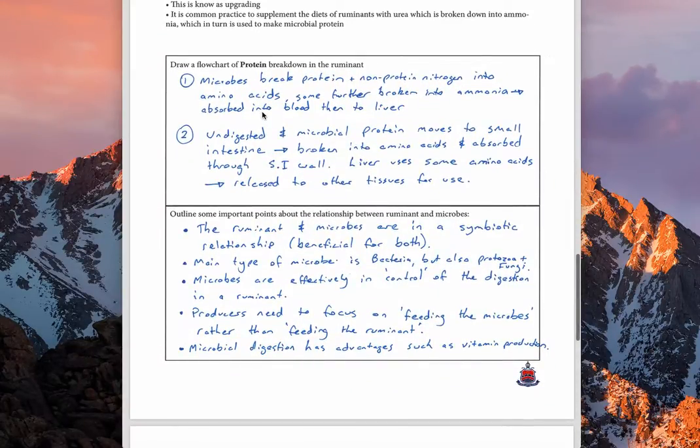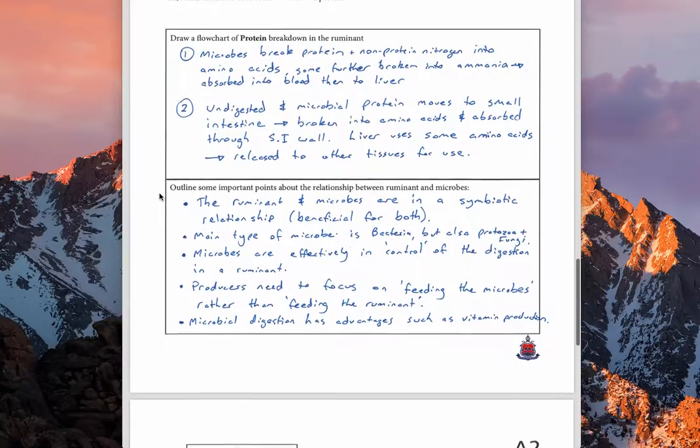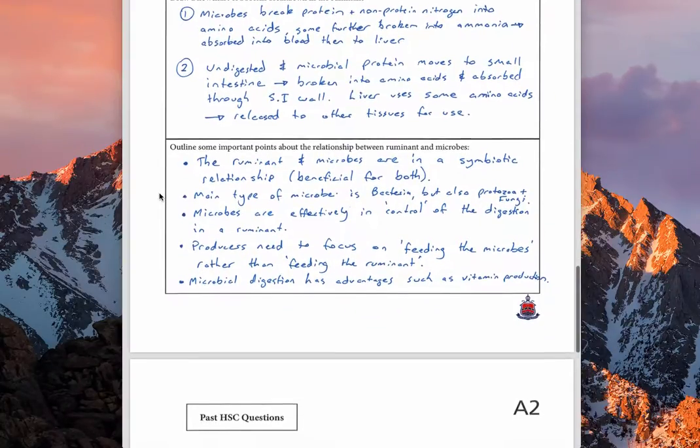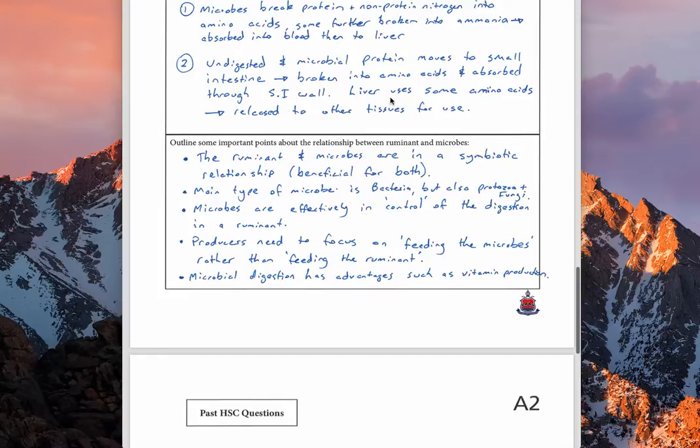Okay, so to put that into a flowchart: microbes break protein and non-protein nitrogen into amino acids. Some are further broken into ammonia, absorbed into the blood, then to the liver. And secondly, undigested and microbial protein moves to the small intestine, is broken into amino acids and absorbed through the small intestine wall. The liver uses some amino acids and the rest are released to other tissues for use.